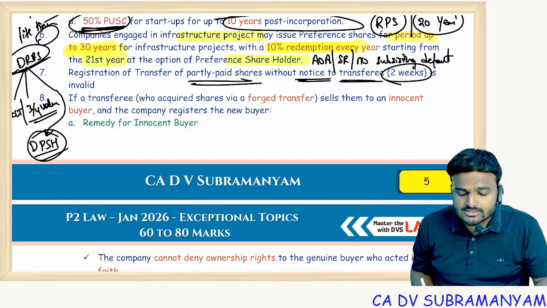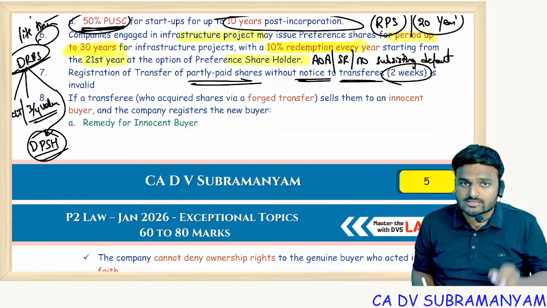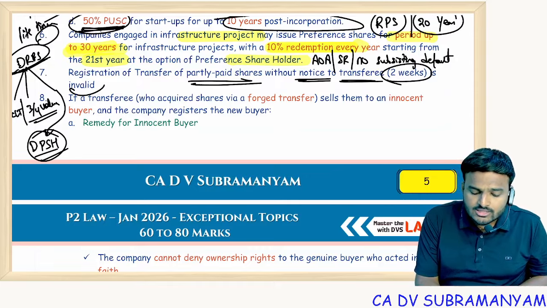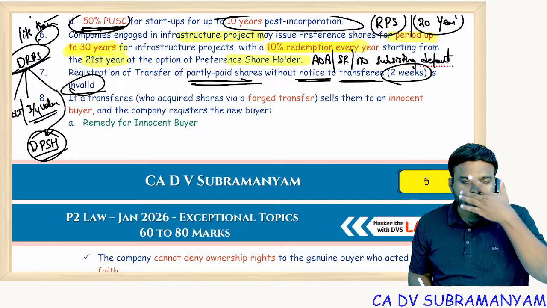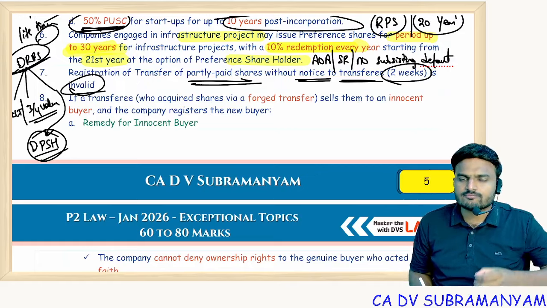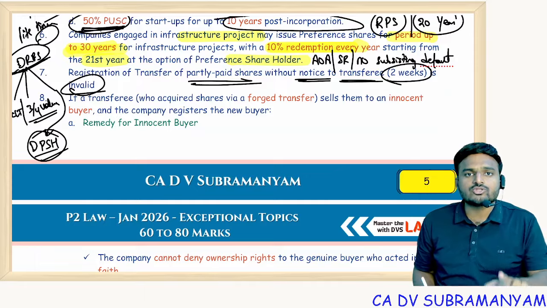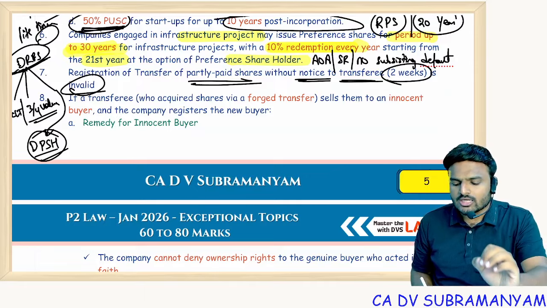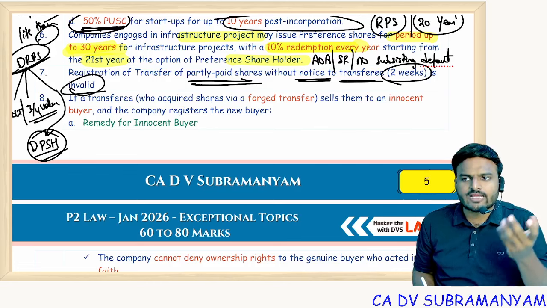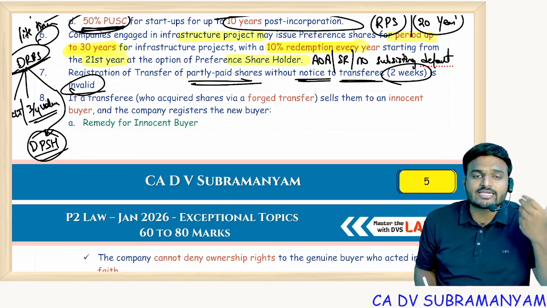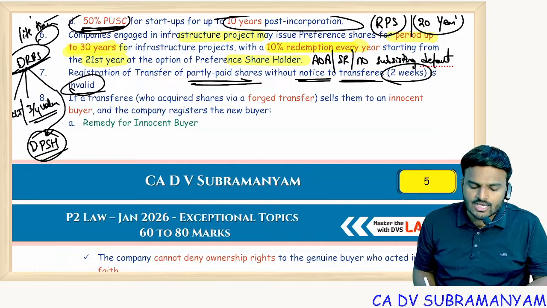Okay, registration of transfer of partly paid up shares without notice to the transferee, without giving a time period of 2 weeks to the transferee. If a company registers transfer of partly paid up shares where the application was made by the transferor alone, it is invalid. So in such a case, the company should give 2 weeks notice to the transferee. That means if within 2 weeks the transferee does not raise any objection, then registration is allowed.